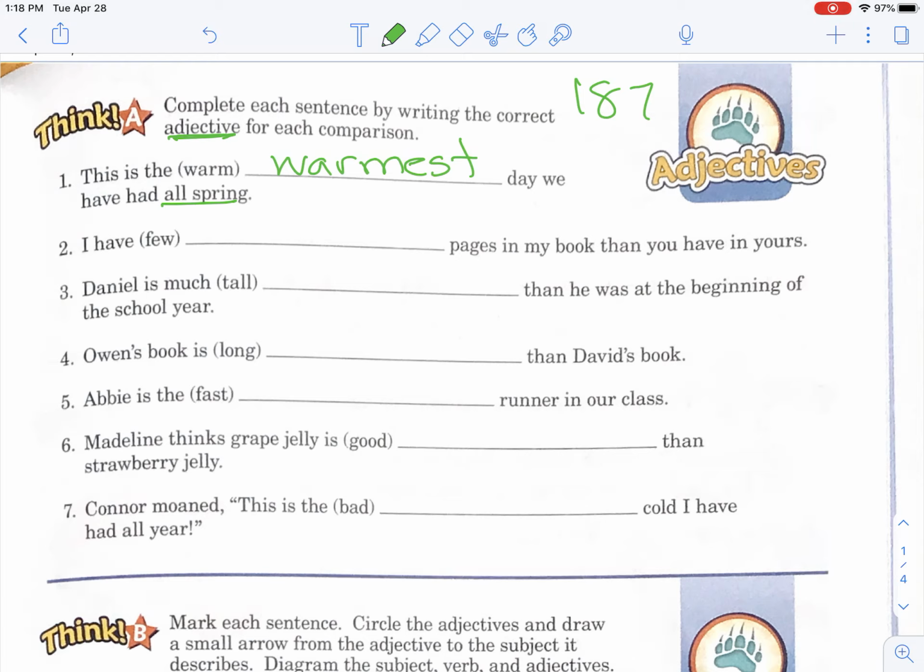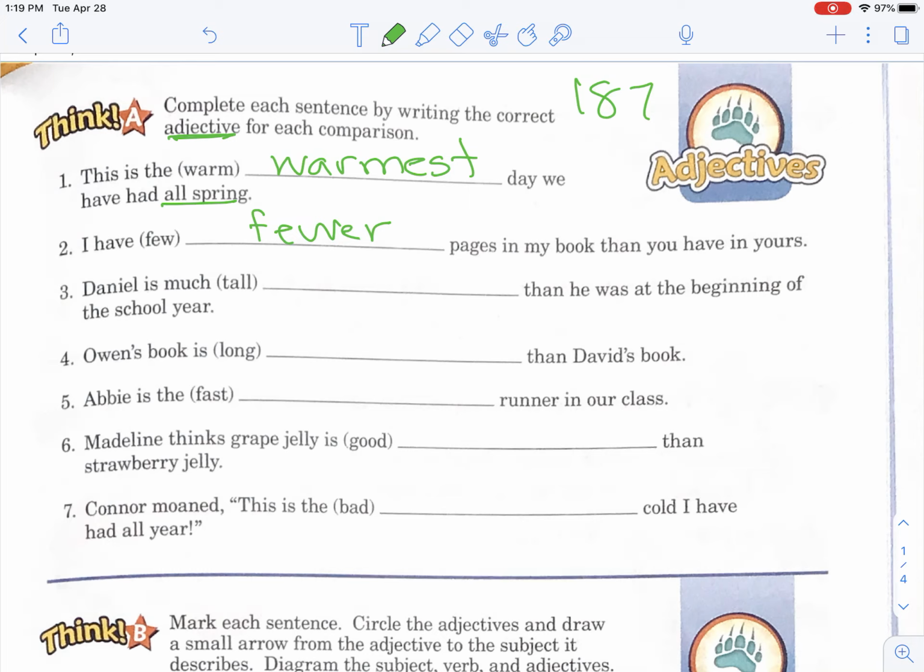Okay, I have fewer pages in my book than you have in yours. So you're comparing to one friend. If you compare two things, it's fewer. Now, if it was compared to the whole class, it would be fewest. I was saying fewer because I was thinking of the whole class. Boys and girls, my goodness. Forgive me. You might have to double check my work on this. My mouth is not matching what my brain is thinking. So if you have just two, it's fewer. If you were comparing to all your friends in class, it would be fewest. As I was thinking that, I wrote fewest by accident. This is just you and your friend, so that's two. It would be fewer.